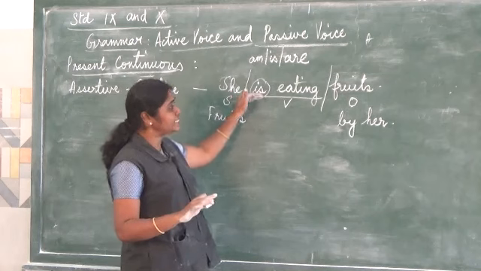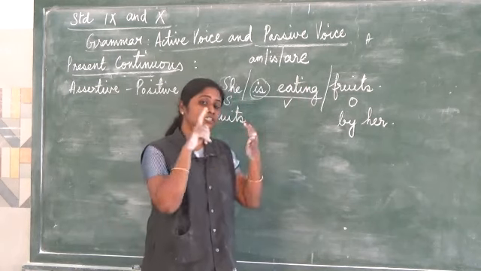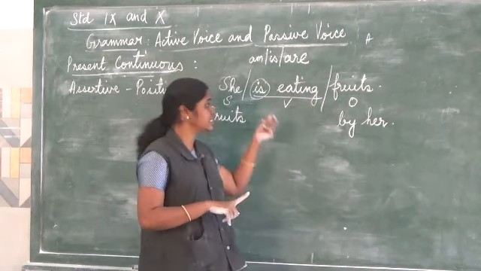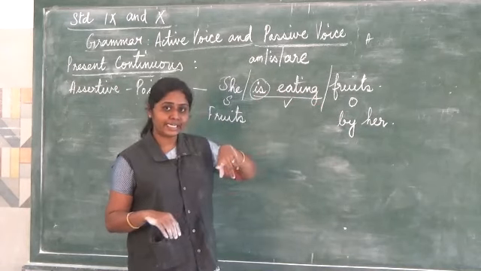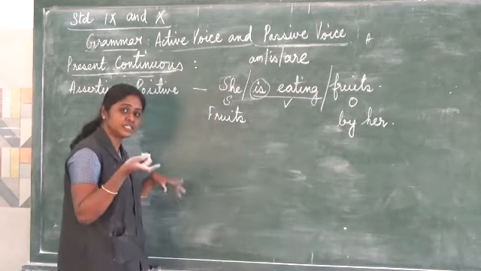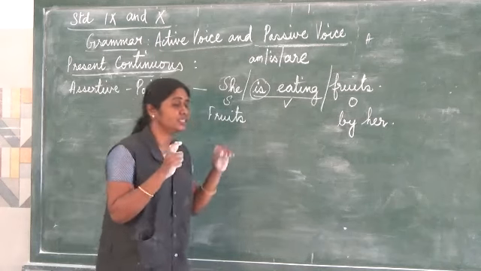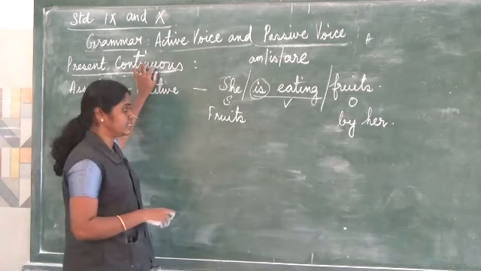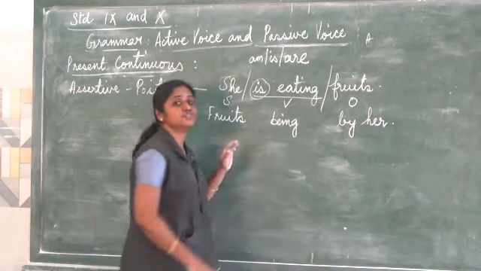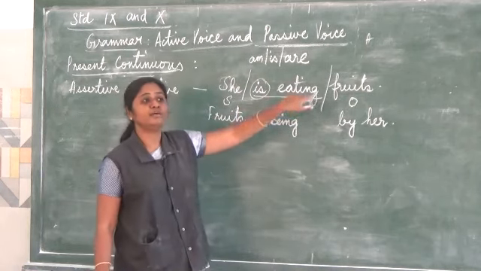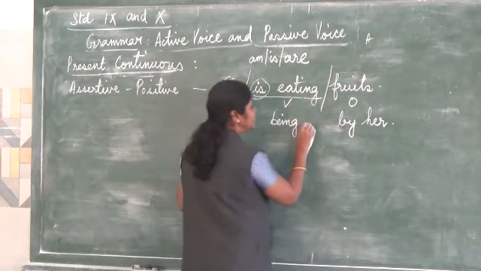So now is eating is the active form. What are the three possible passive forms for this? Am being eaten, is being eaten, are being eaten. I told you in the previous class, being should be used if it is a continuous tense. So for sure you can write this being. Now for eating, what is the past participle form? Eaten.